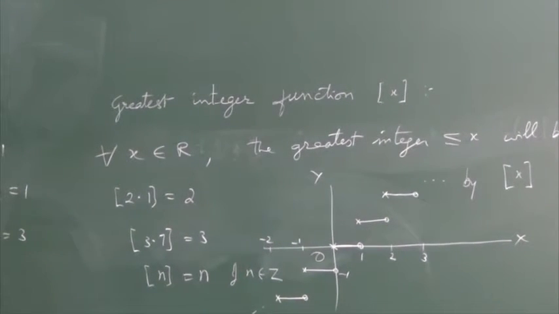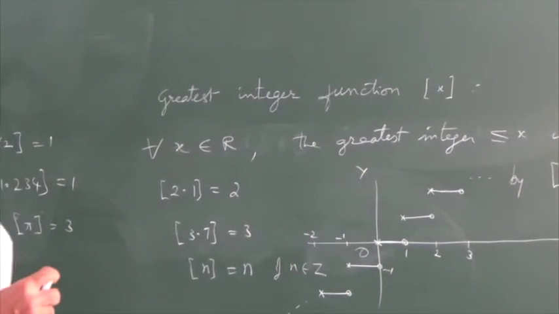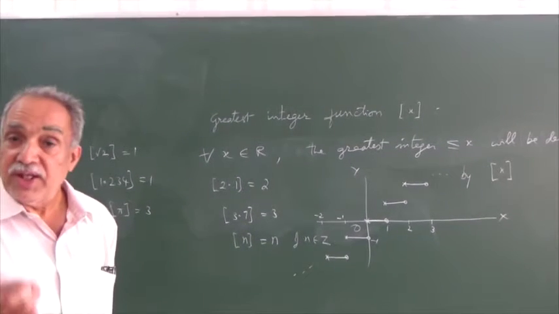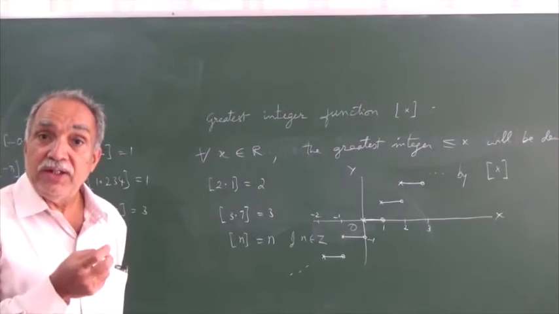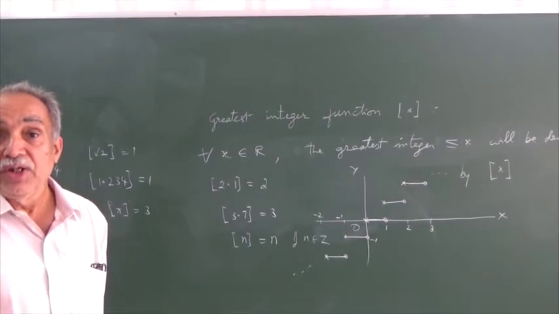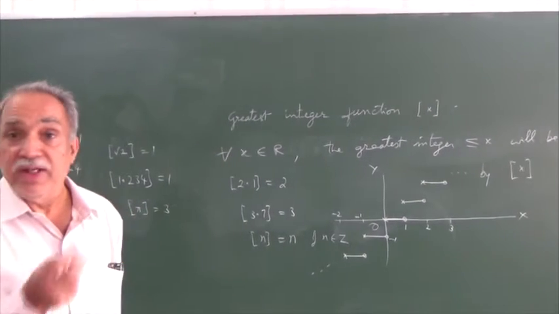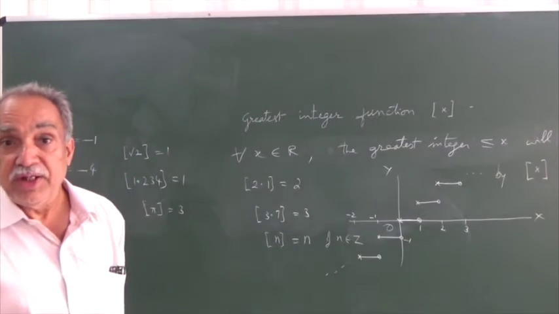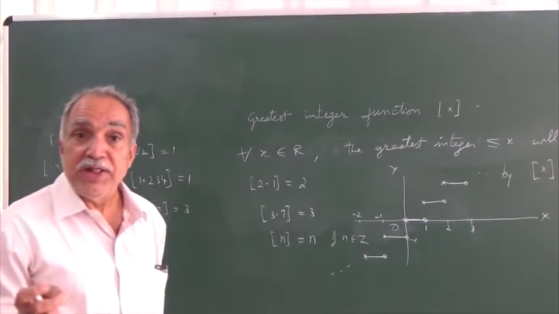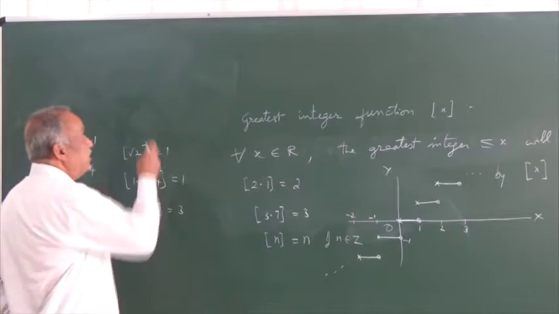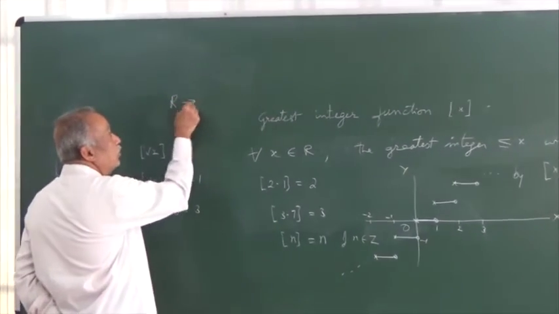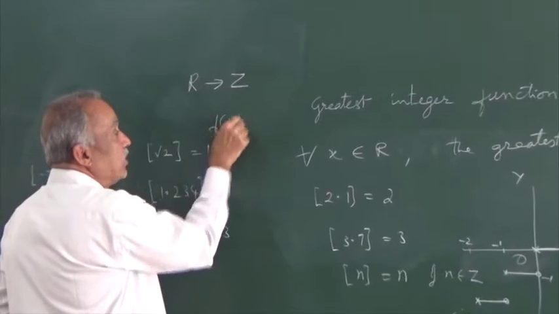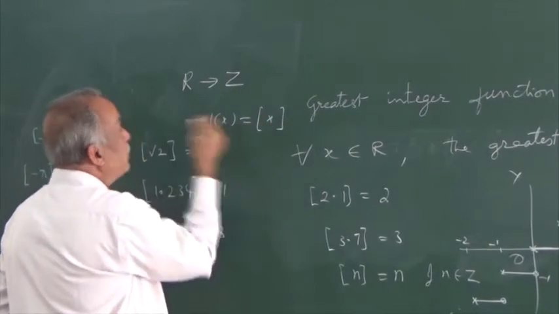Clearly, we find this x going to integer part of x is a function with the domain the entire set of real numbers. For any real number, we can find the integer part. And the range does not include every real number, it includes only integers. So, our function is a function from R to Z and is defined by f of x equal to integer part of x.